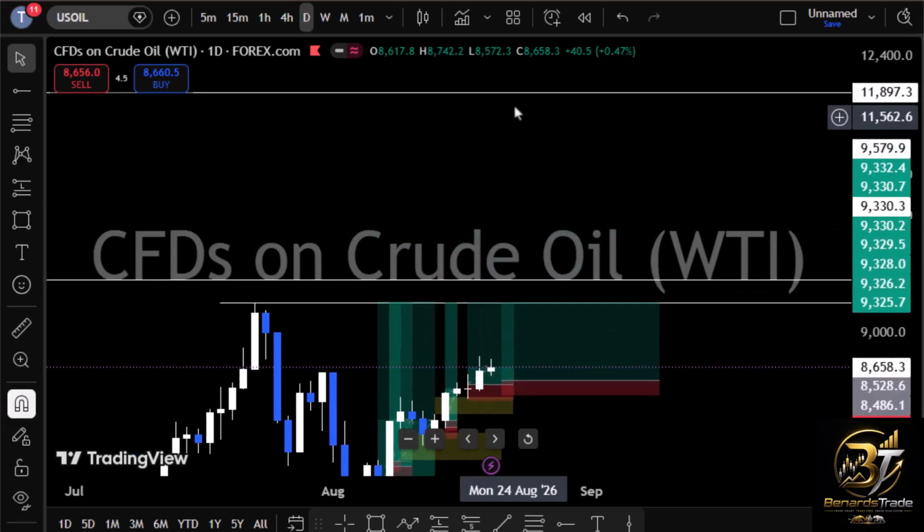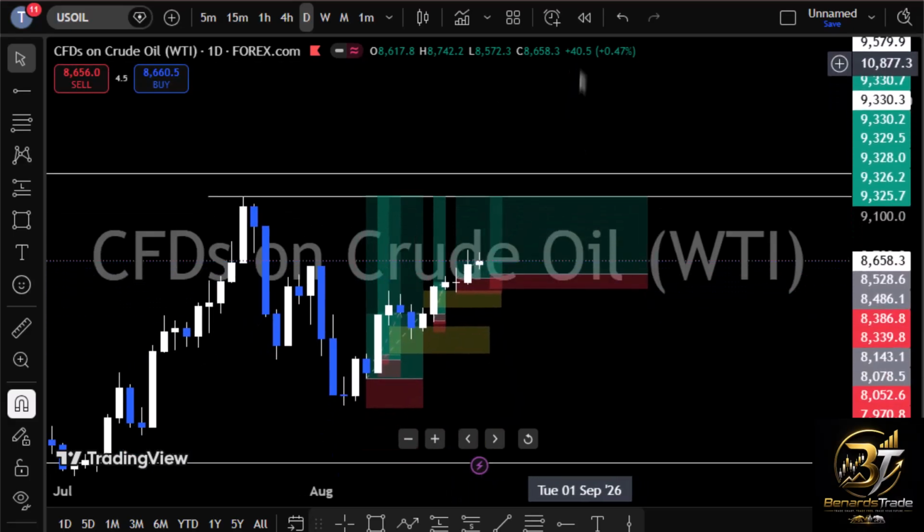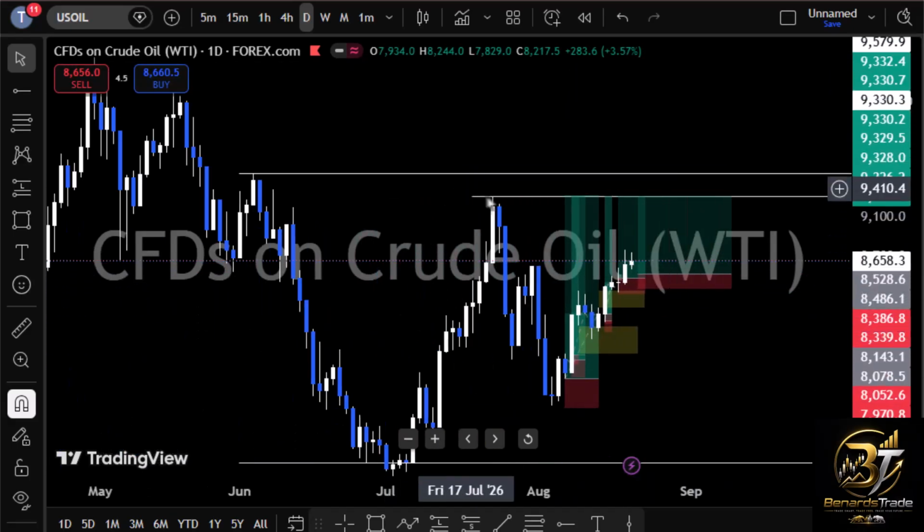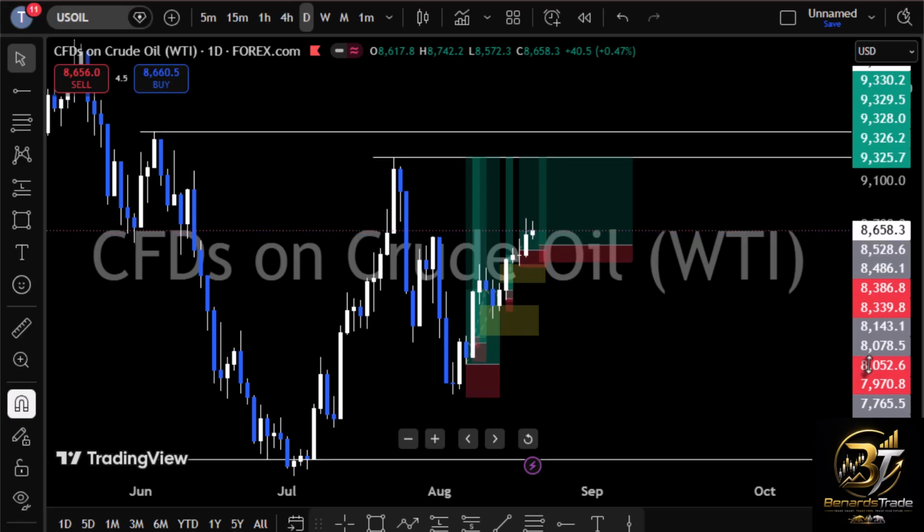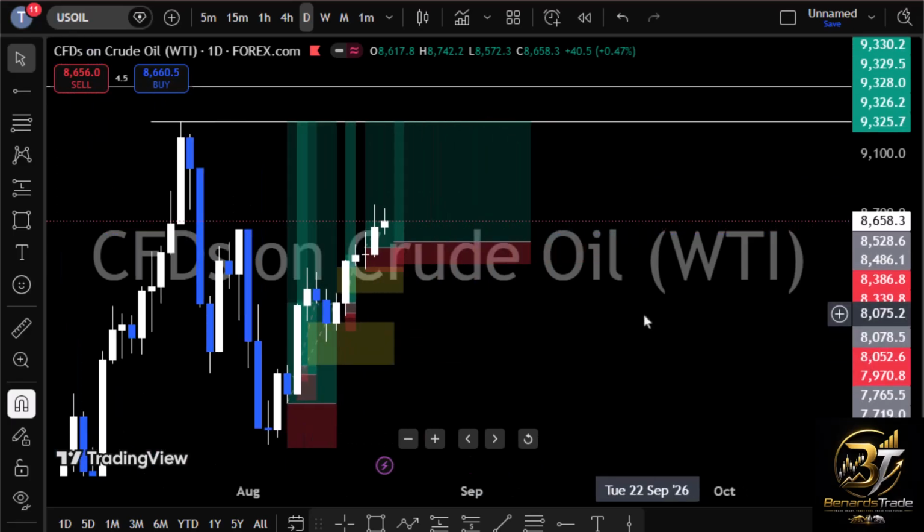I think that will be all-time highs. But let's see what happens. But after this point and this, we might see a pullback. It depends on what the market is showing us. By then, we will know what to do.